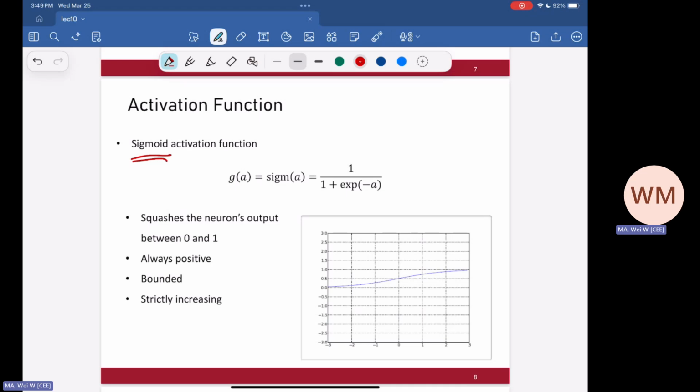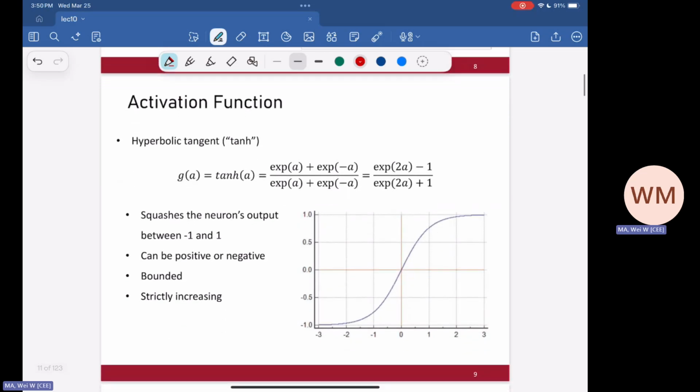So what's the benefit? You can see that, first, it's nonlinear, and it's squashing the input. The output is always between 0 and 1, so it's always positive. It's bounded, and it's strictly increasing. Sigmoid is quite commonly used in neural networks. This is a commonly used one, and it's a good activation function.